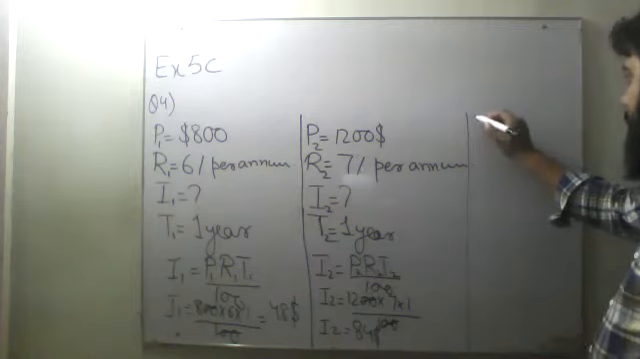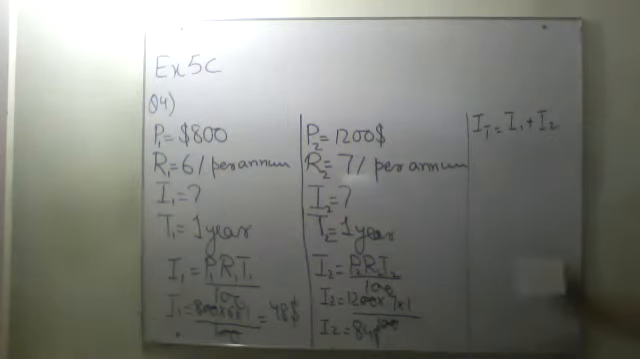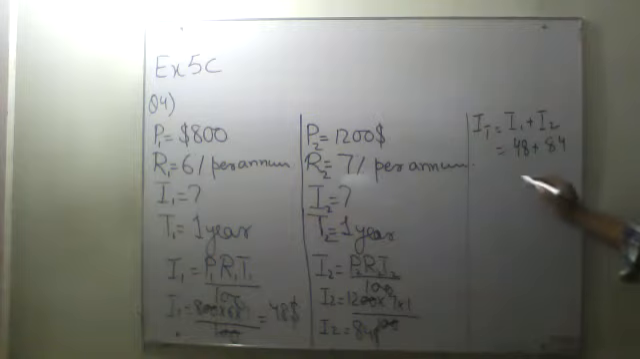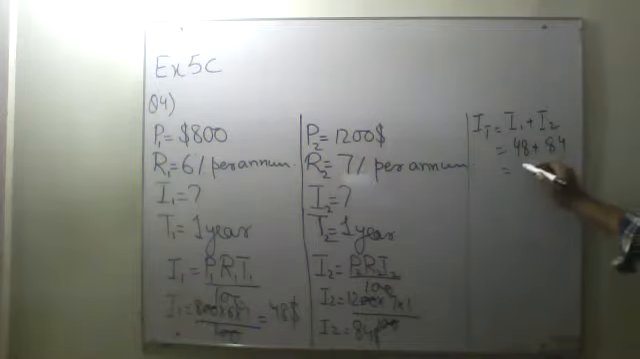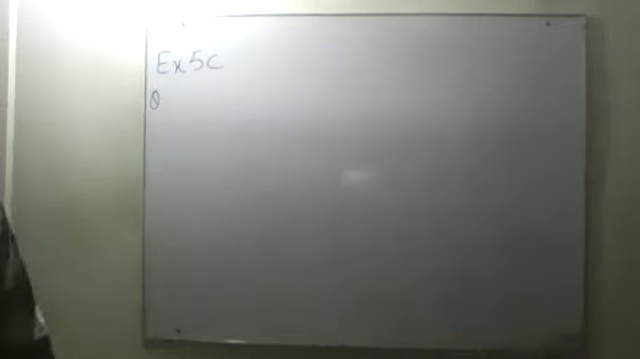Finally, total interest will be equal to what? I1 plus I2. What is I1 coming? 48. What is I2 coming? 84. You will add them and you will have your answer, and the answer will be $132. That is the total interest for these two investments. That will be your final total interest.